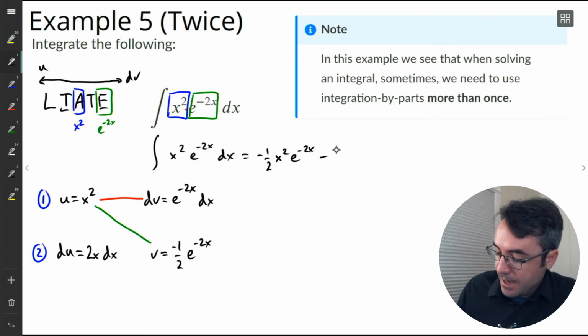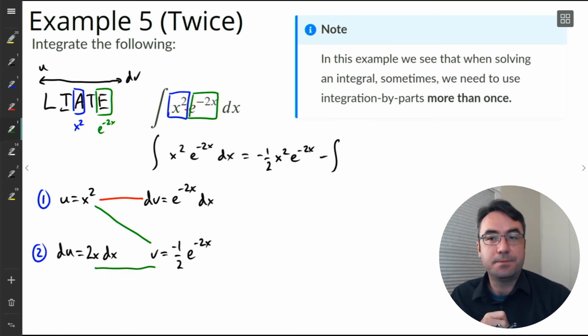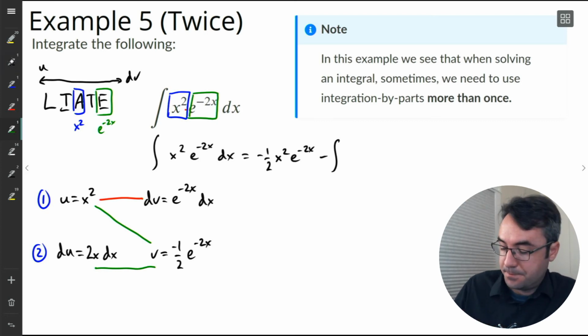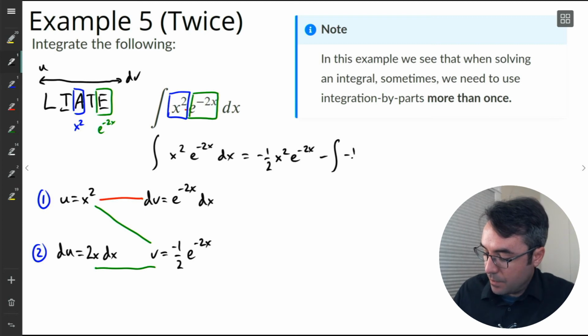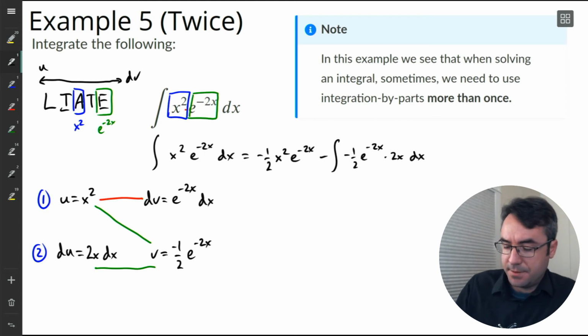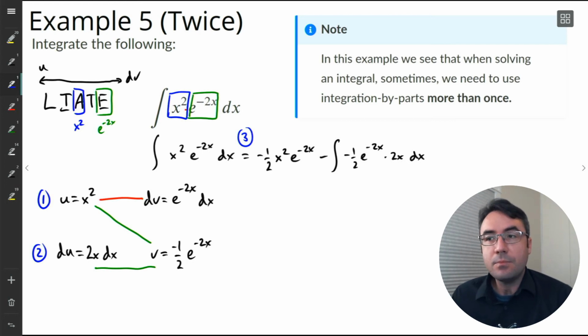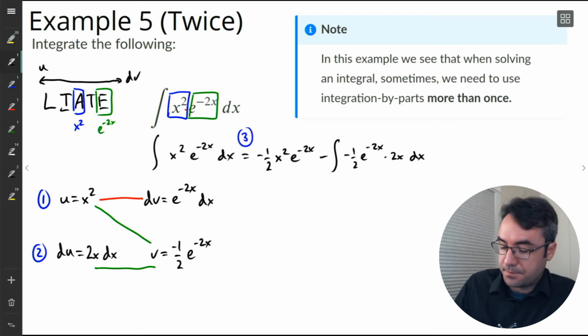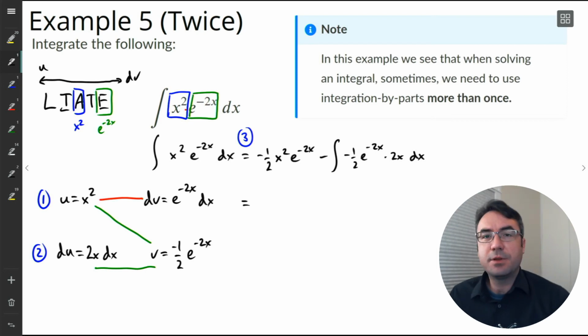Then we subtract and integrate v times du. So let's write that in. So we're going to have negative 1/2 e to the negative 2x times 2x dx. And let's simplify that down a little bit. And that was step 3. That's using the integration by parts formula. So let's simplify that remaining integral. We know we still need to do it.